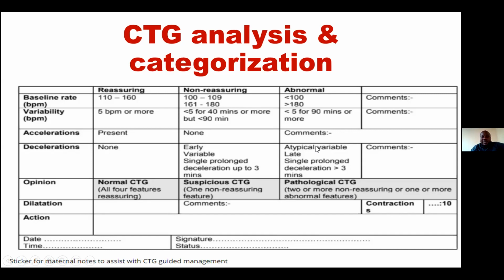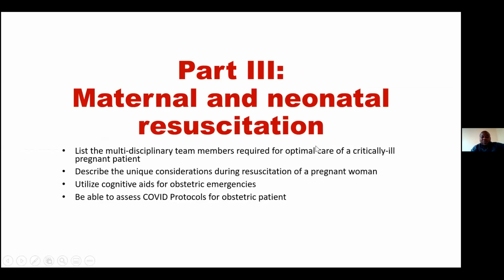Let me pass the board to the next presenter, because as we are talking about hypoxia, we may need to discuss resuscitation, if there is no question about what I am saying. Thank you.